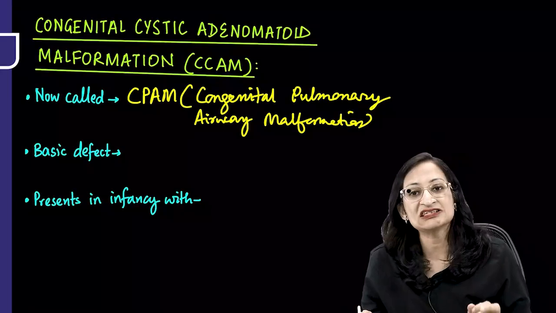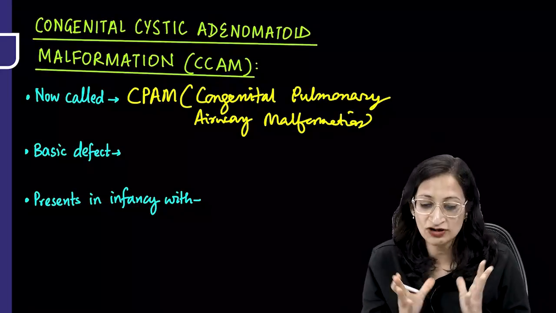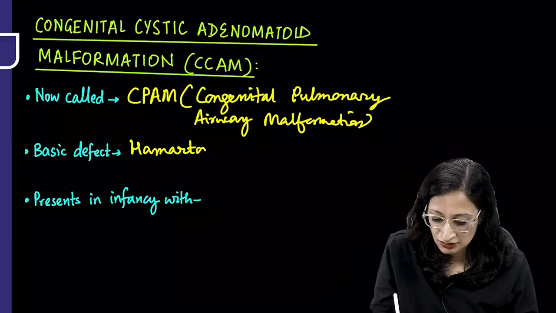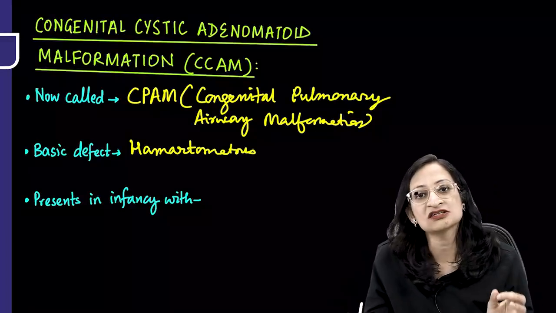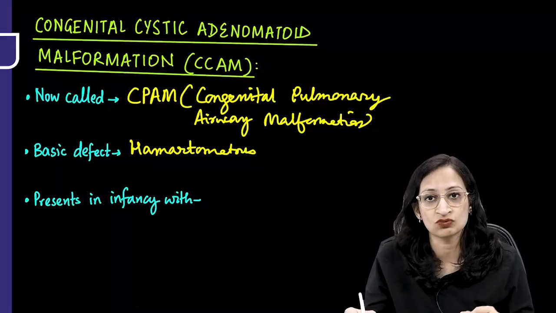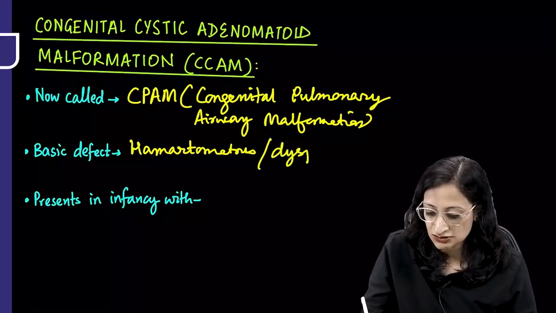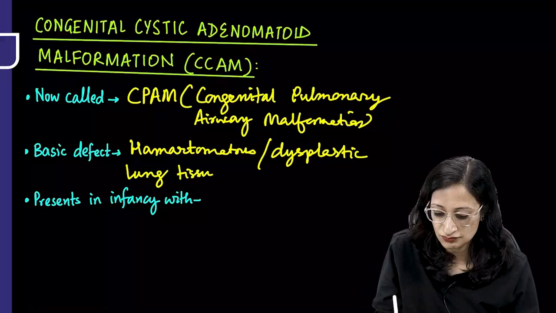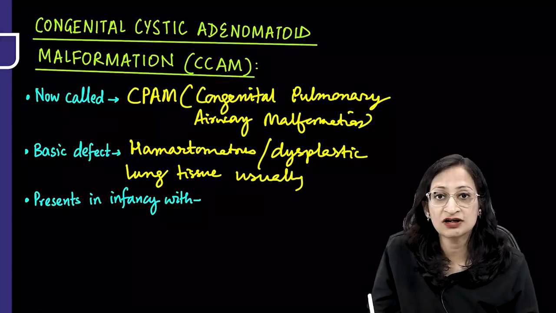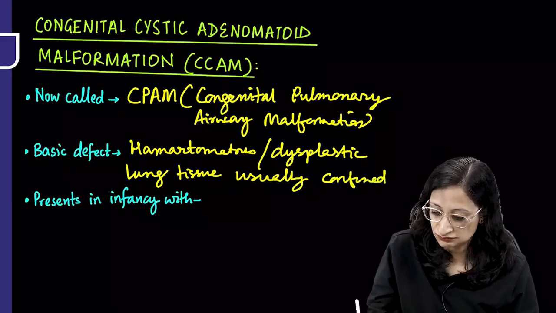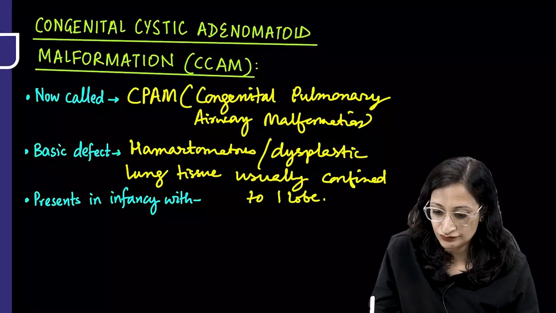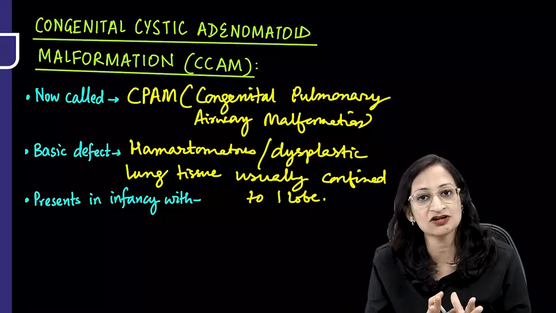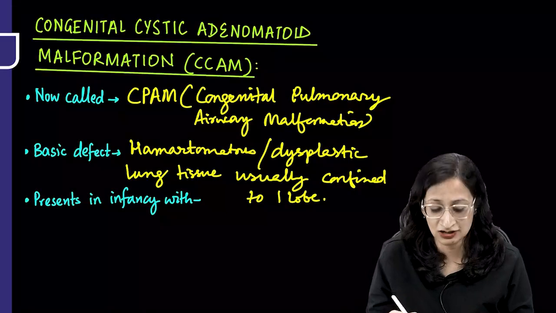The basic defect is hamartomatous or dysplastic lung tissue, which is usually confined to one lobe. And it usually presents in infancy with respiratory distress, recurrent respiratory infections, and even pneumothorax can occur.